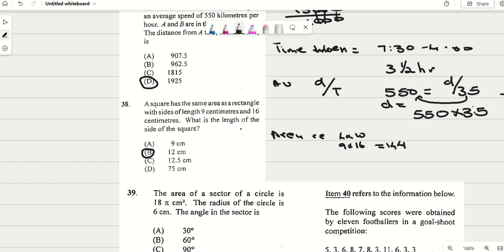This is a repeated question as well. We know area of a square is side times side, or side squared. They told you it's the same area, so side squared is 144. If we want the side, that is the square root of 144. What multiplied by what would give you 144? 12, right? And that would be your answer.